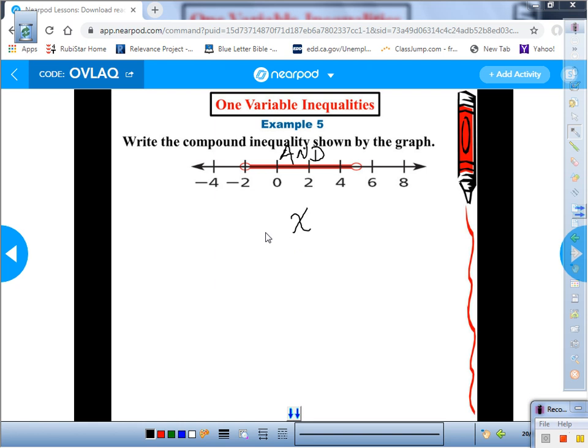There it is. What are my dividing points? -2 and 5. Okay. This is an open point, so it goes like that. This is another open point, so we don't put the equal sign on either. And there's our compound inequality. Hold on, yes?